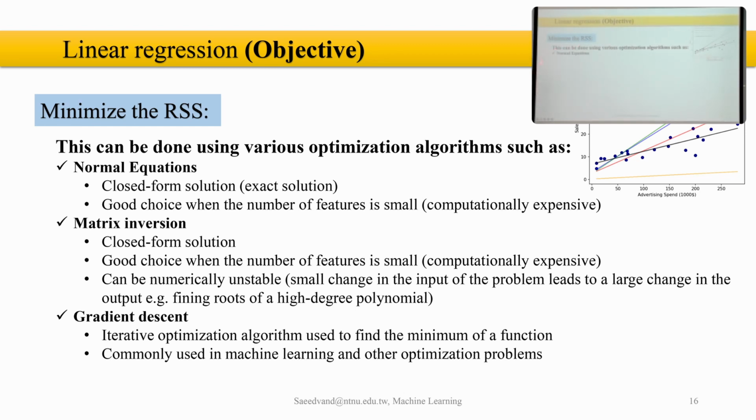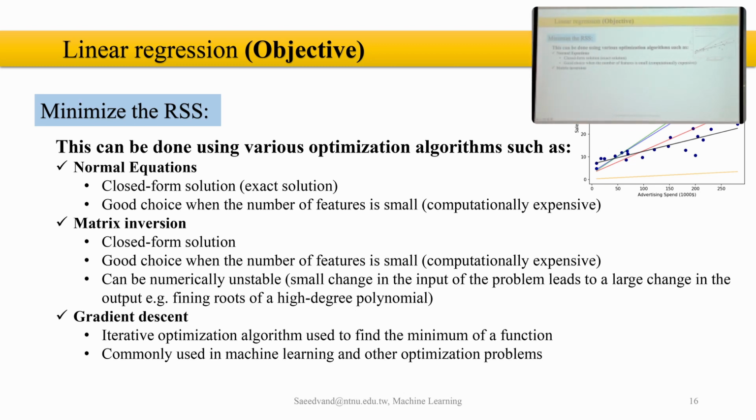One technique is normal equations. That is a closed form or exact solution for the problem using math. It is a good choice when the number of features is small. If you have a big number of data, then the normal equations will be computationally expensive.